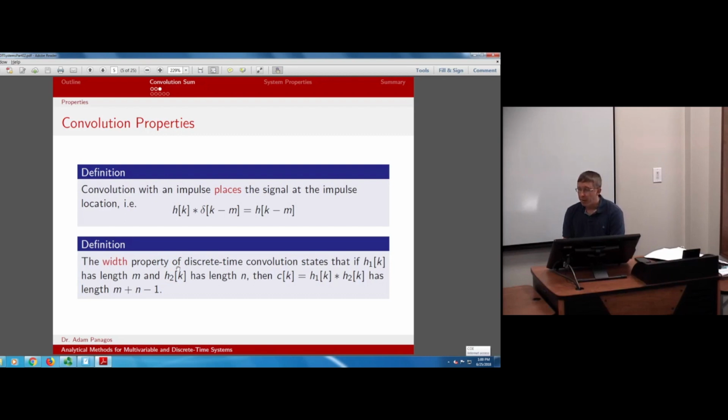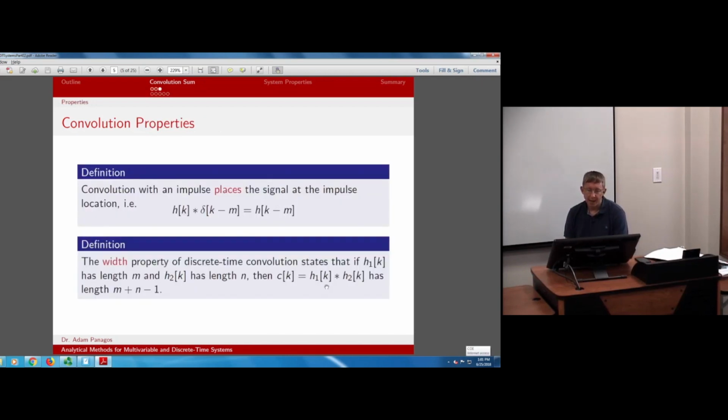There's a nice width property. We've talked about this before for continuous time. How do you figure out the start and stop boundaries? That's often the thing that you need to do before you work out the convolution. You need to know where you might start and stop. This has to do with the final total width, but it's similar to this property.